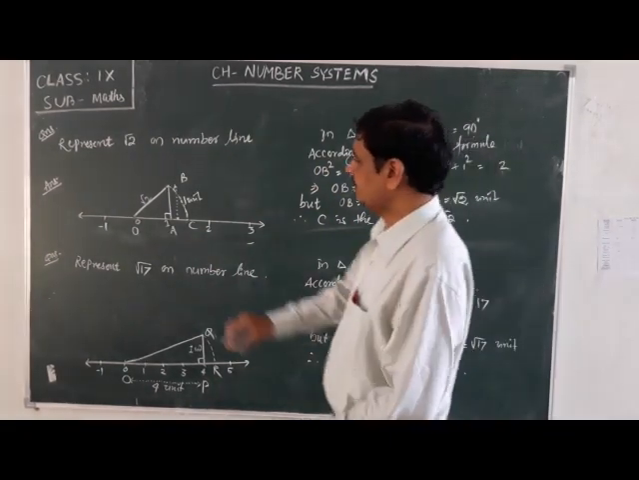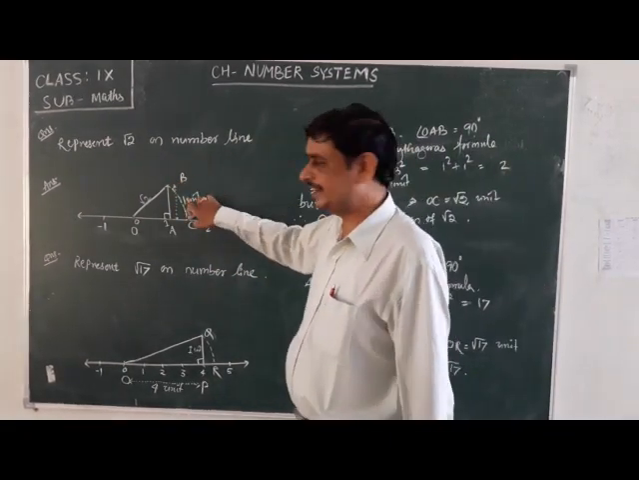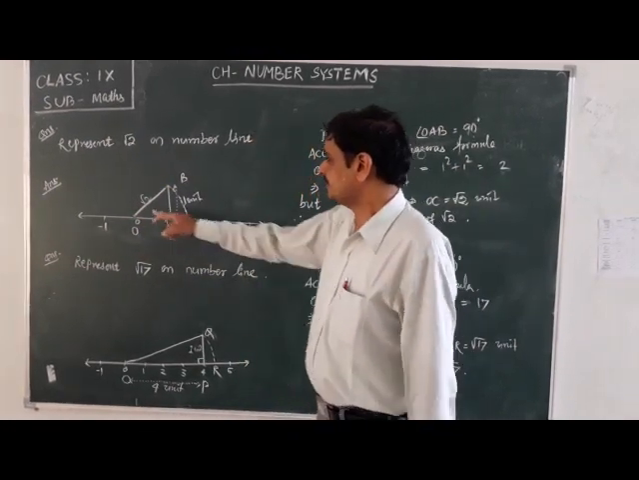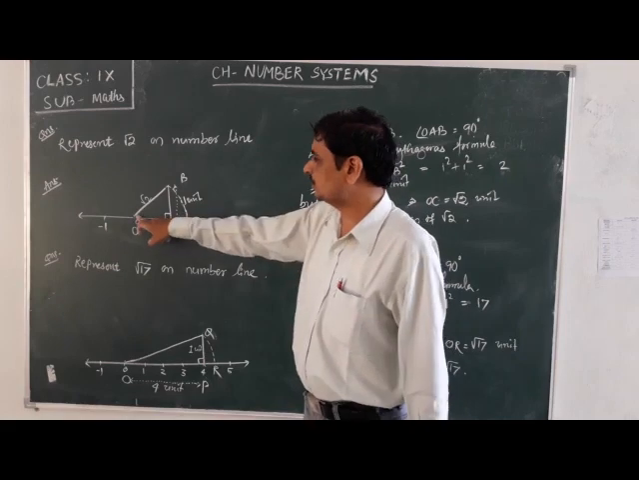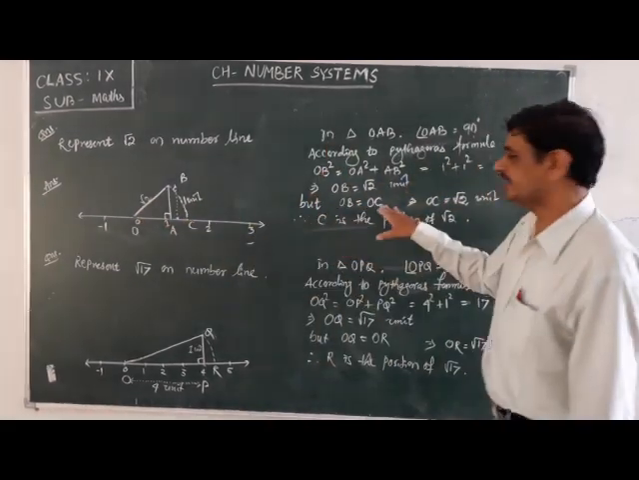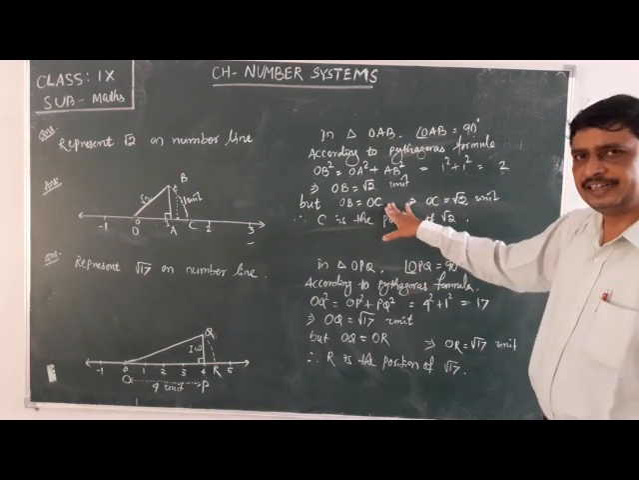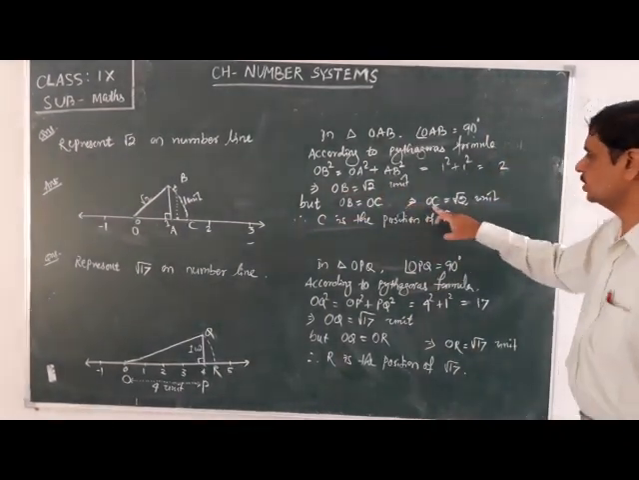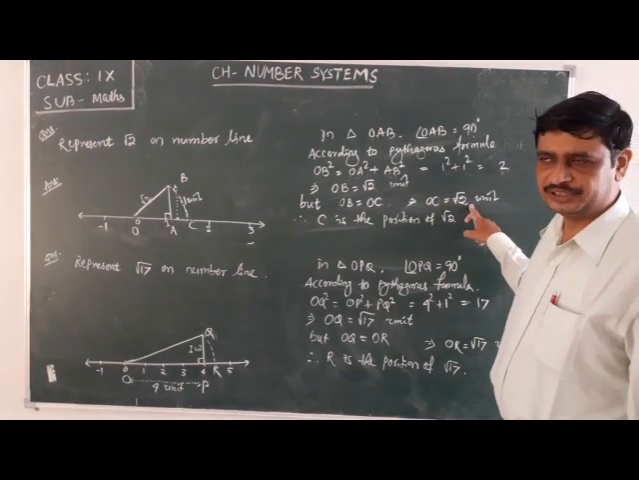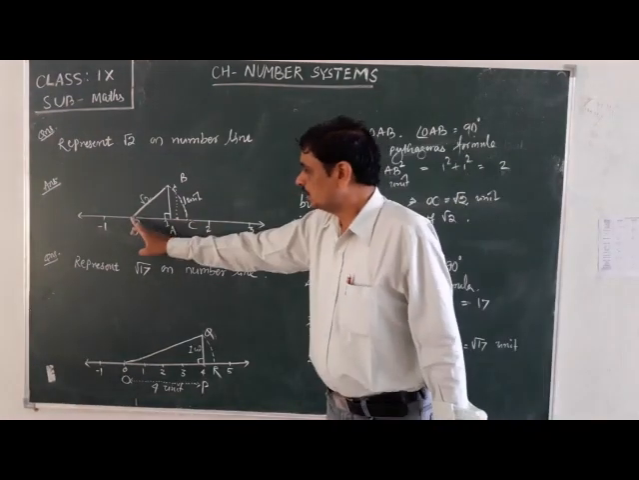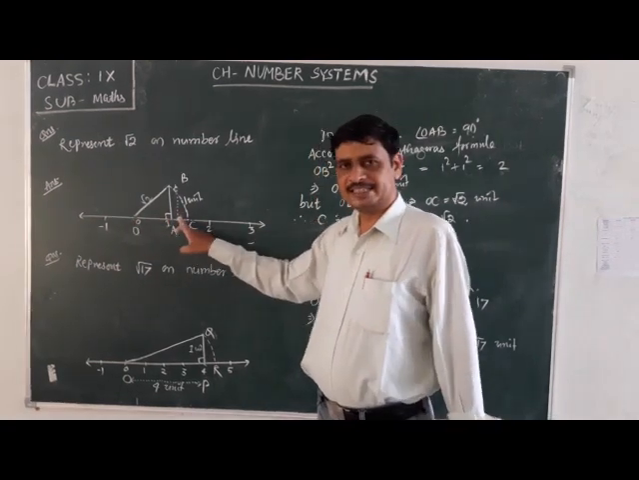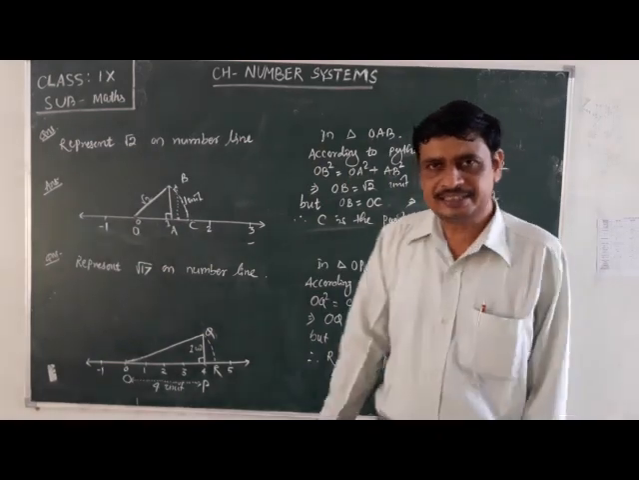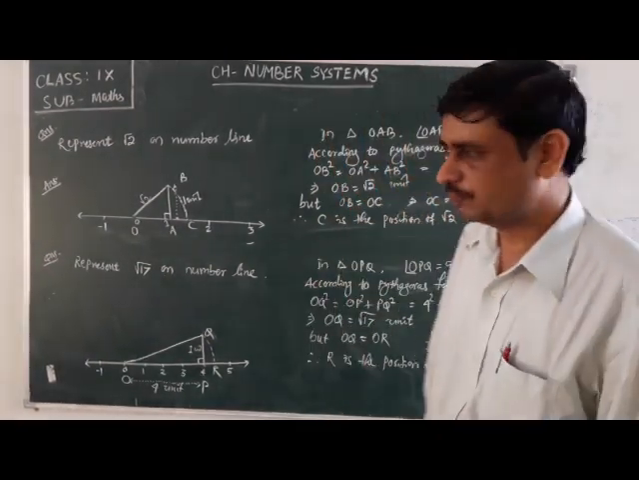Next we draw the arc BC by taking OB as radius. Since the arc is drawn, OB and OC are equal, as both are radii of the same arc. Since OB is root 2 units, this implies OC is also equal to root 2 units. Now look, the length of OC is root 2 units. That means this point C represents the position of root 2.